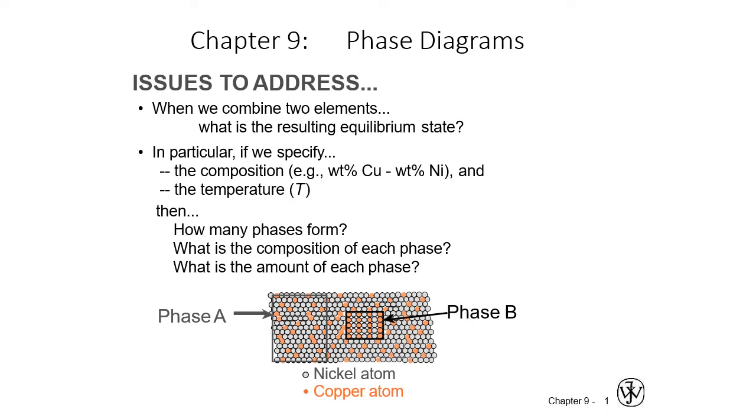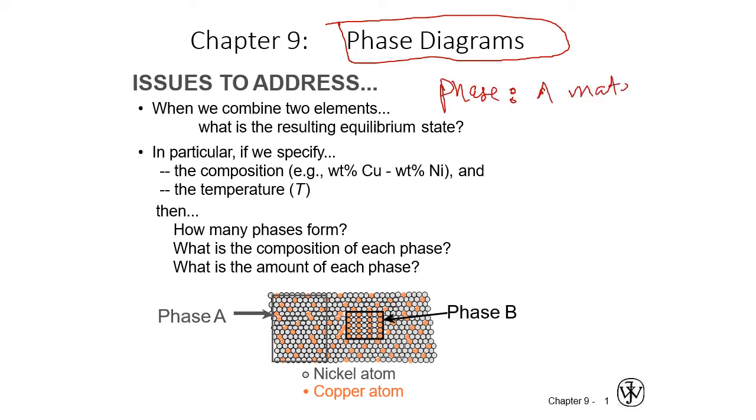Chapter number 9 is about phase diagrams, right? I have sent you the notes. So phase diagram, phase means a material which has a unique composition, right?